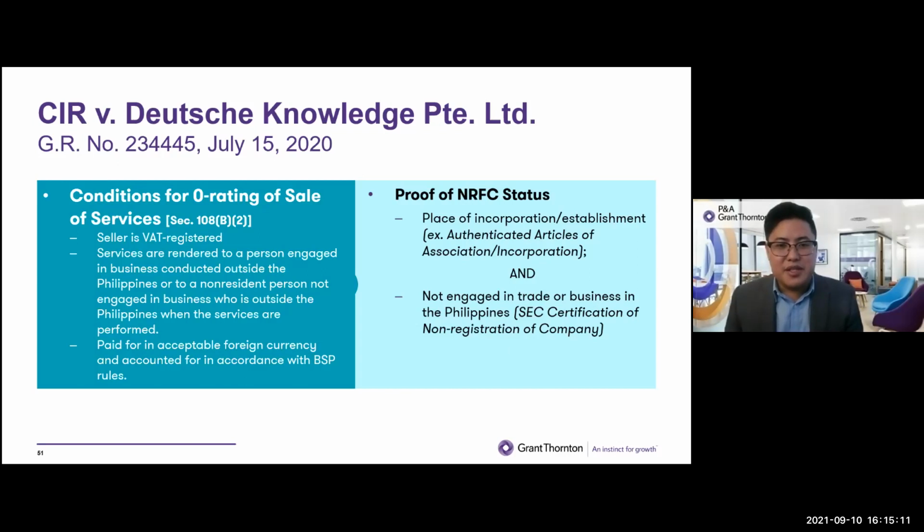All right, so this is one thing that we can take into consideration, especially pertaining to our VAT zero-rated sale, because this usually comes out as an issue per our experience when it comes to BIR assessments, pertaining specifically to IT BPM companies.